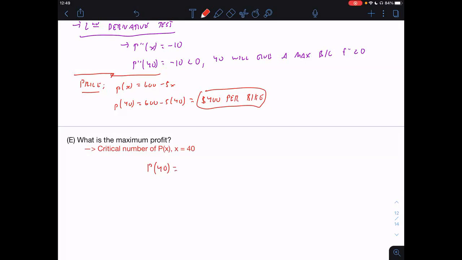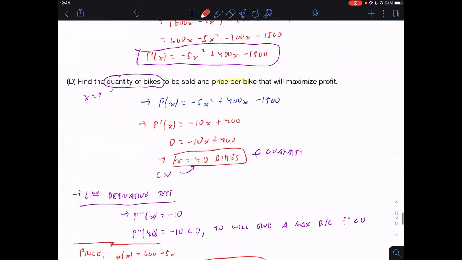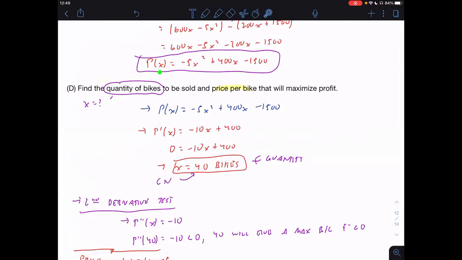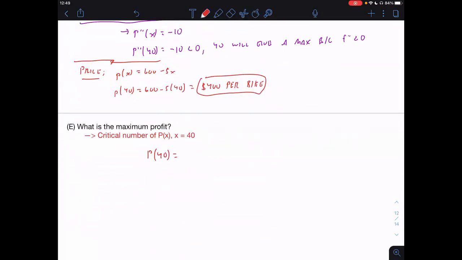And so our profit function, which was, let me see here. Our profit function we call is -5 times x squared plus 400x minus 1500. So we take -5 times 40 squared plus 400 times 40 minus 1500, which is going to give us a maximum profit here of $6,500.